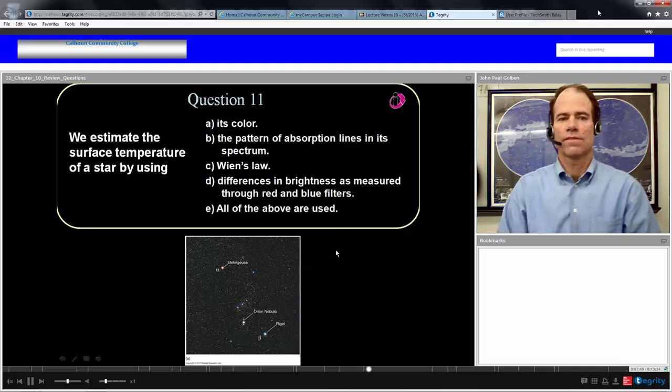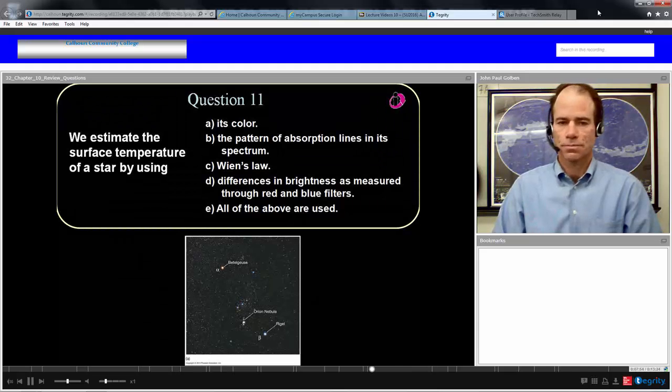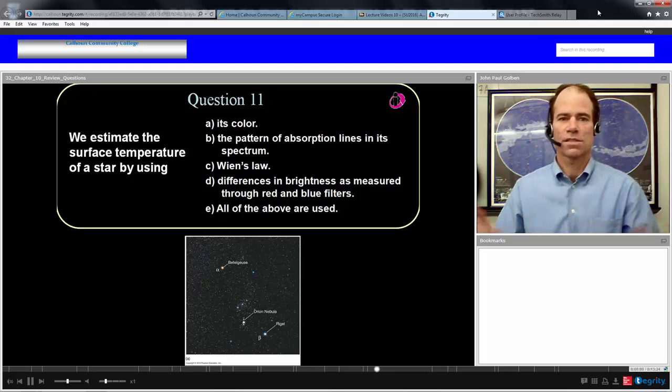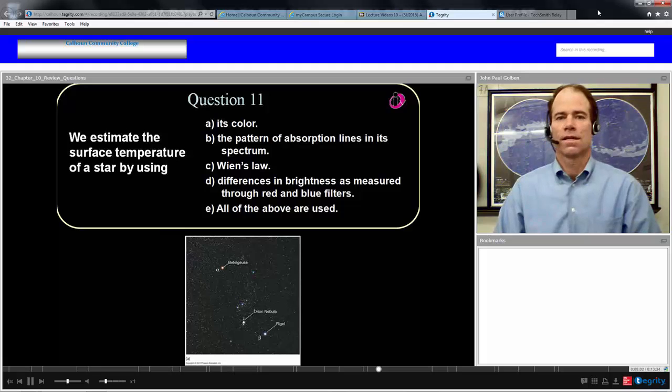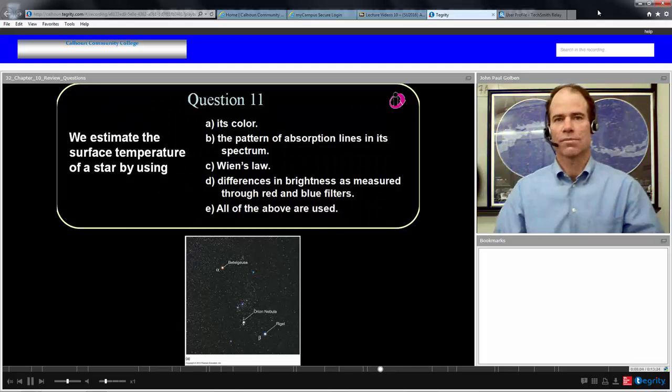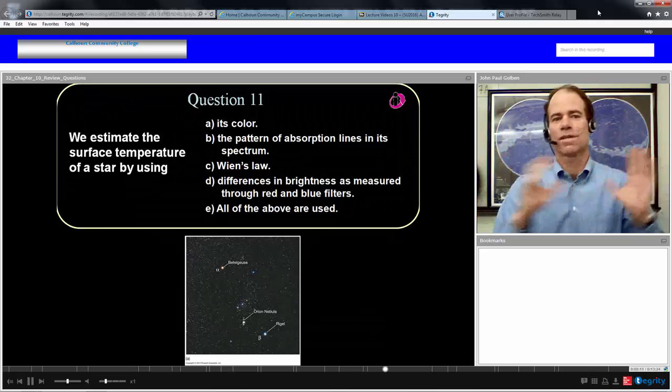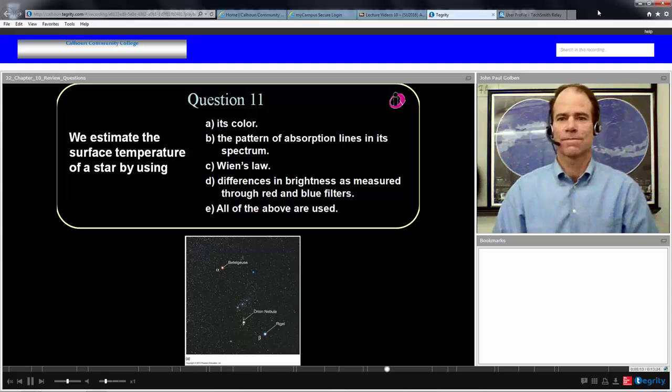Question 11. We estimate the surface temperature of a star by using, well, there's several ways we can estimate the surface temperature of a star. One is through Wien's law, as we just stated. The other one is to look at its actual color. I mean, if we look at Betelgeuse, it's a red star. If we look at Rigel, it's a blue star. The actual color will tell us its surface temperature.